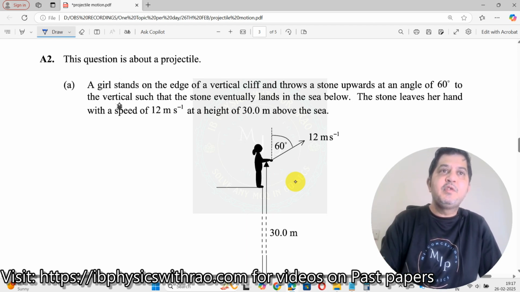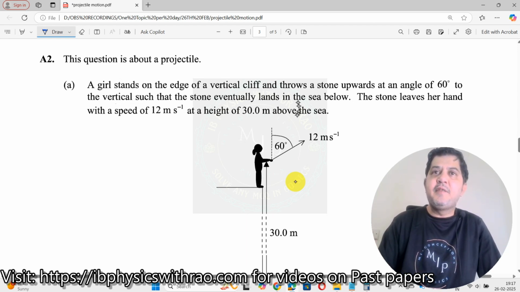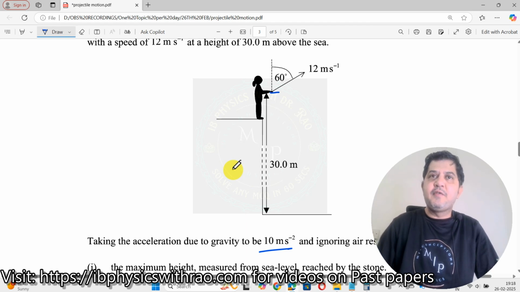A girl stands on the edge of a vertical cliff and throws a stone upwards at an angle of 60 degrees to the vertical, such that the stone eventually lands in the sea below. She's standing on a cliff and throwing the stone from here. The stone leaves her hand with a speed of 12 meters per second at a height of 30 meters above the sea level.